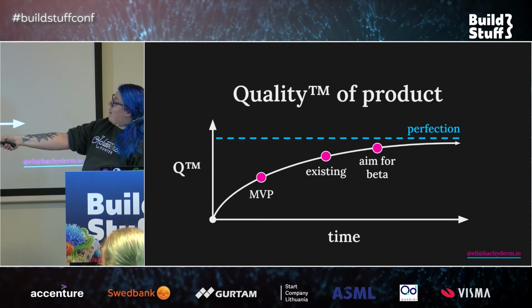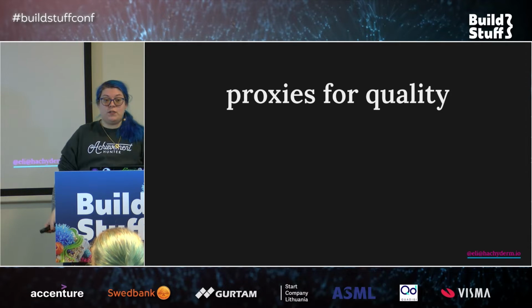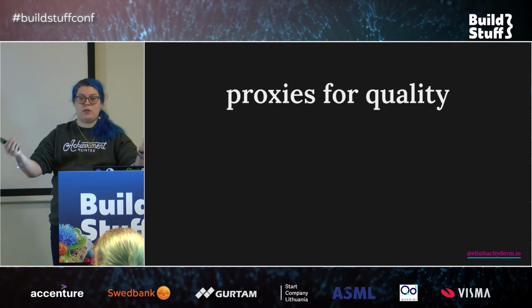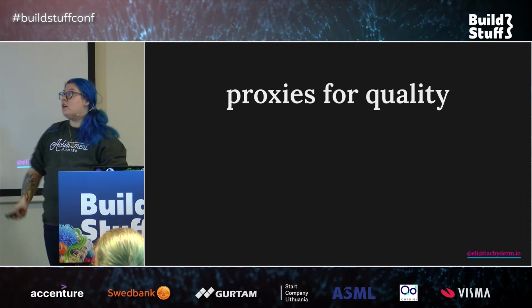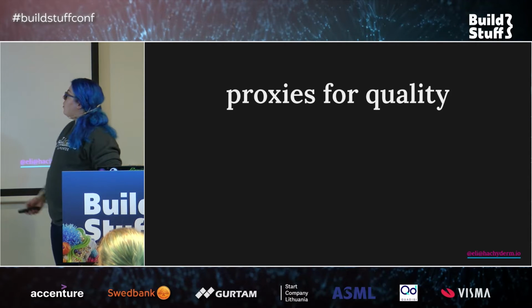Yeah, we need to think about what quality means and how we measure it. So we use proxies for quality, because it's not something you can touch, it's not something you can hold, it's not something you can actually track. So we use proxies instead, abstractions for anyone who came to Kevlin's talk last time.